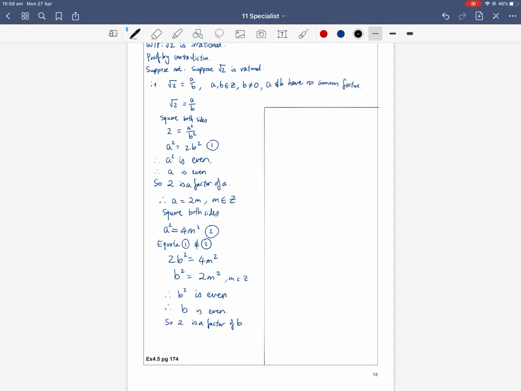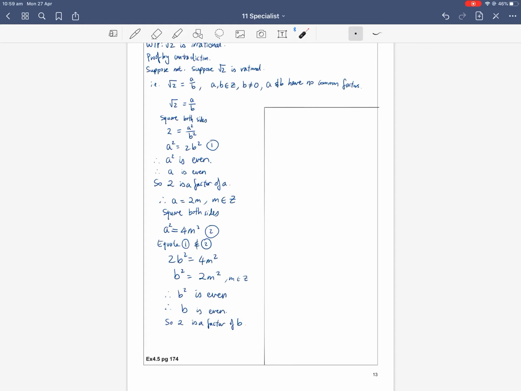Now, this is where we're trying to find a contradiction, yeah? So we've shown that, okay, if our supposition is true, if root 2 is not irrational, which means if root 2 is rational, then we can write it as a fraction. If we write it as a fraction with no common factors, then we can say, using math, that 2 was a factor of a. And then using math, we also said that 2 was a factor of b.